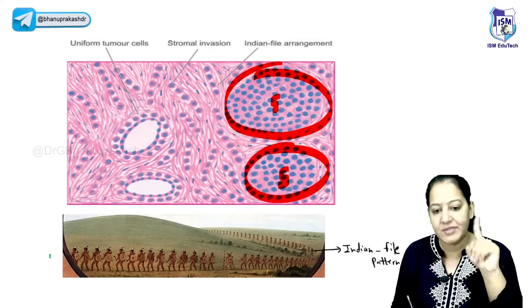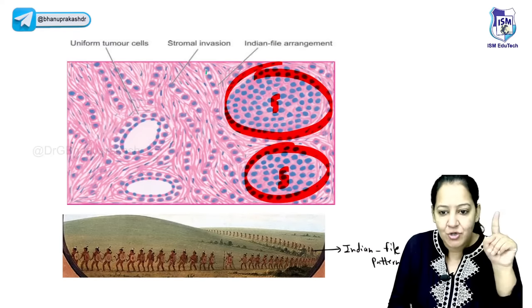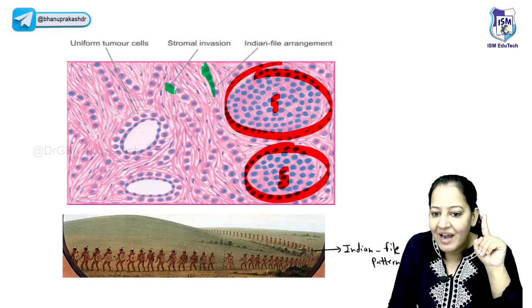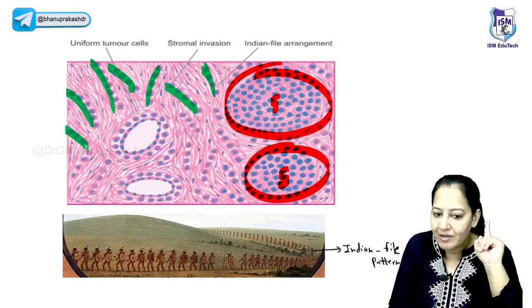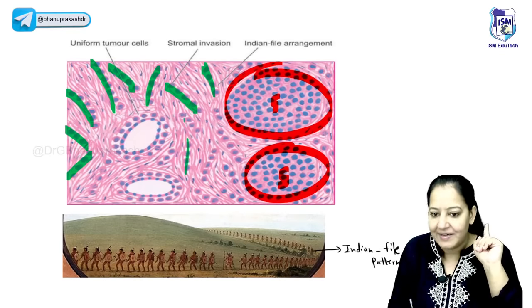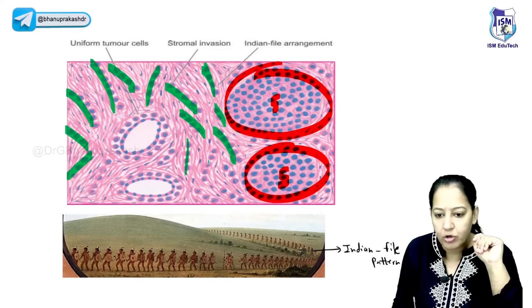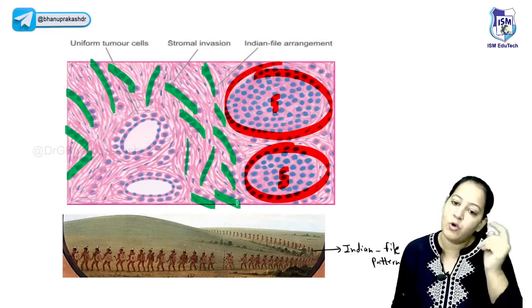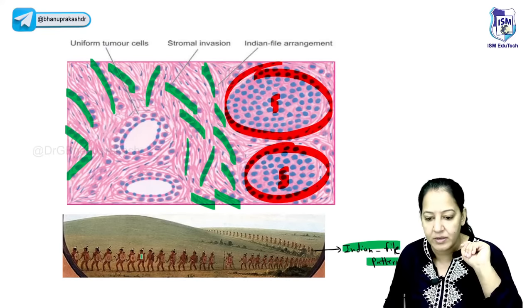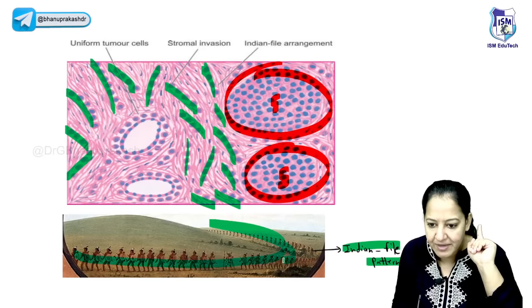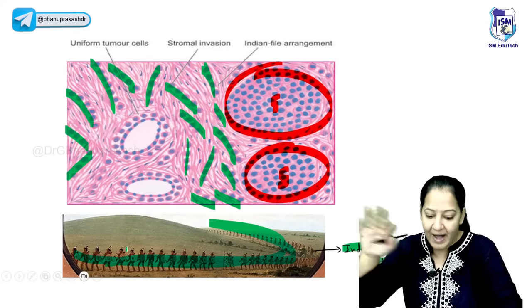But what is the arrangement? Can you see the tumor cells in the stroma? Say yes or no. The tumor cells are arranged in the stroma forming a line, one behind the other. It's not gland. It's not nest. It's not cluster. It's not group. It's not single. It's always one behind the other. One behind the other is known as the Indian file pattern. Can you see this arrangement?